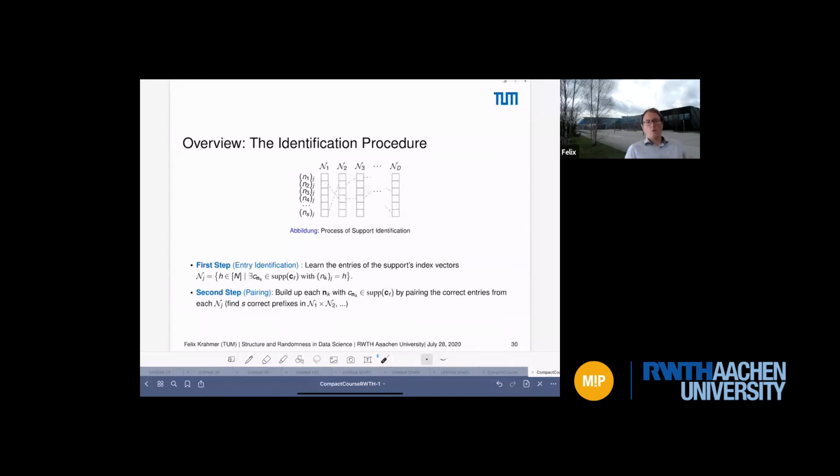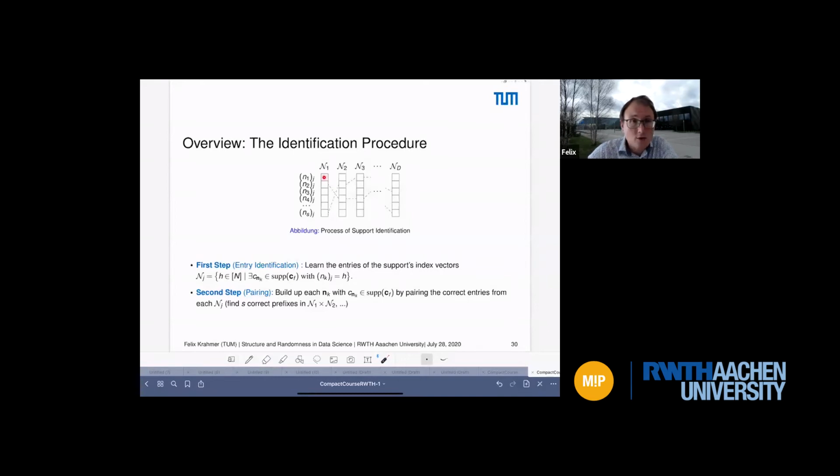And now we have to build up the indices from them. There's a lot of potential combinations, and if we're just looking at all the combinations of one of these, and one of these, and one of these, then it's still exponential. So we have to reduce it even further. We know that this number here somehow appears in the first position of the index vector corresponding to some active coefficient. So what?